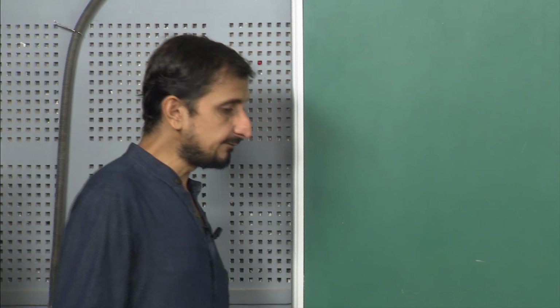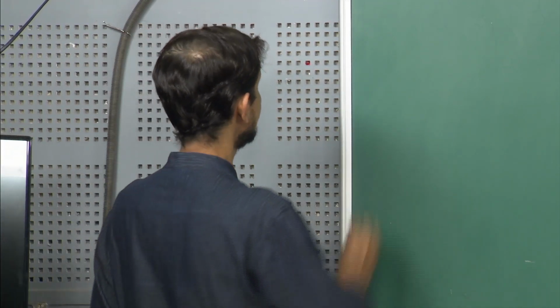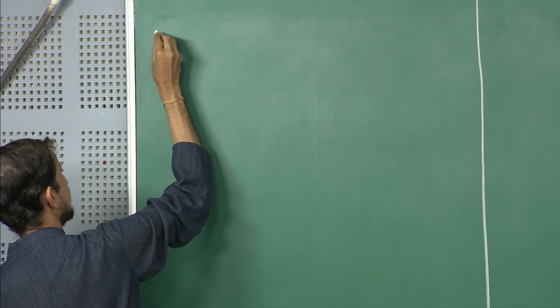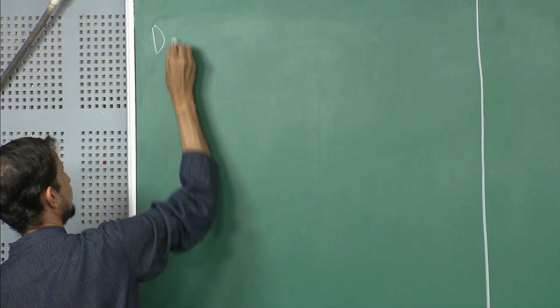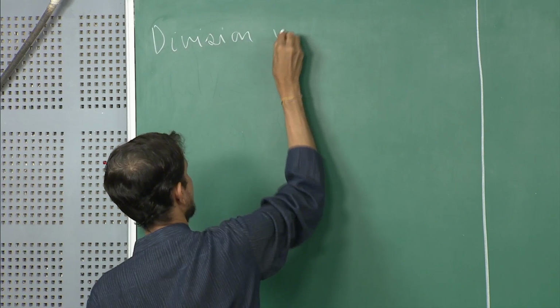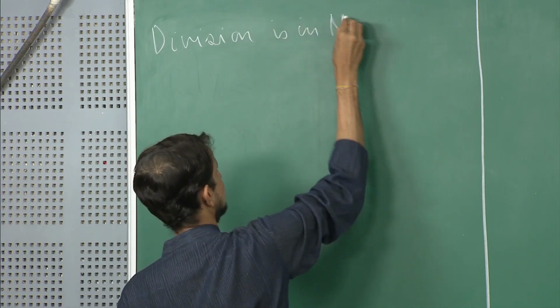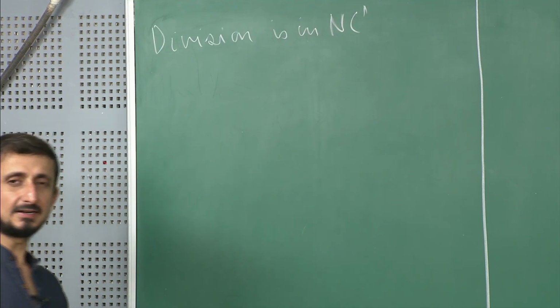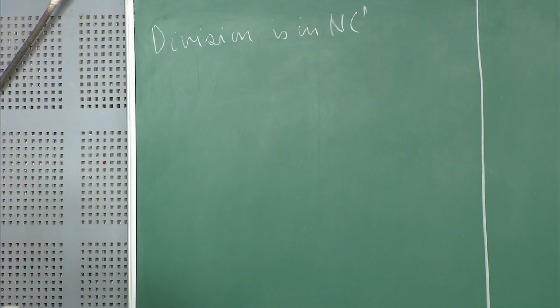So now the question is, can we do better than NC2? NC2 means log square, so can we bring down the depth below log square? So this is going to be our agenda for the next couple of lectures. What we will prove is the following result, that division is in NC1. This is actually a very strong result, and quite a non-trivial result.